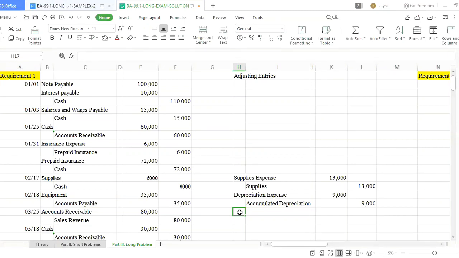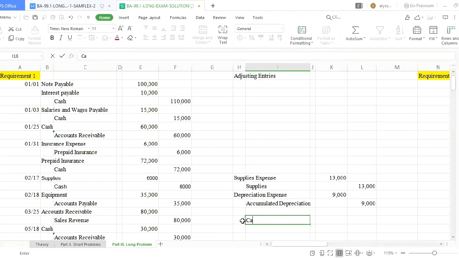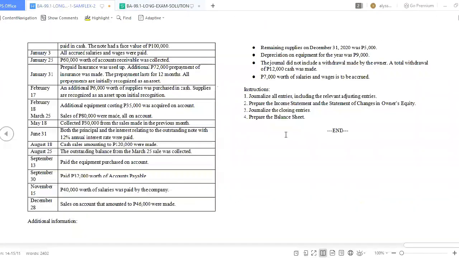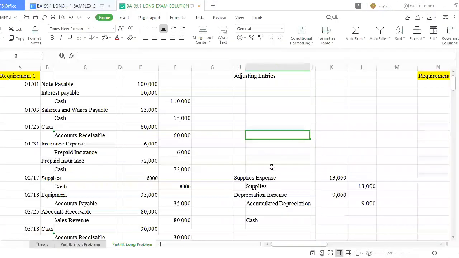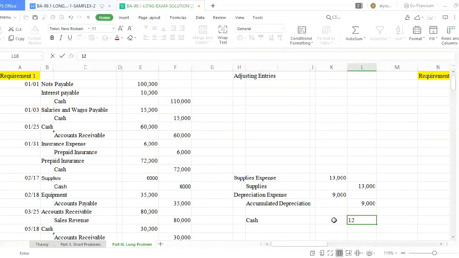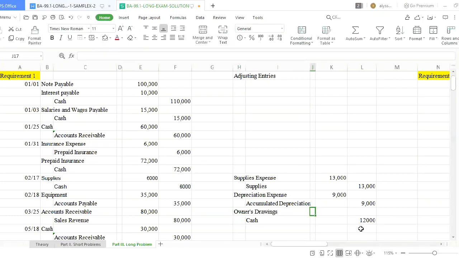So, since we're surely decreasing our cash balance, credit cash for 12,000. And then for the debit account, we can use owner's drawings. That's another 12,000.